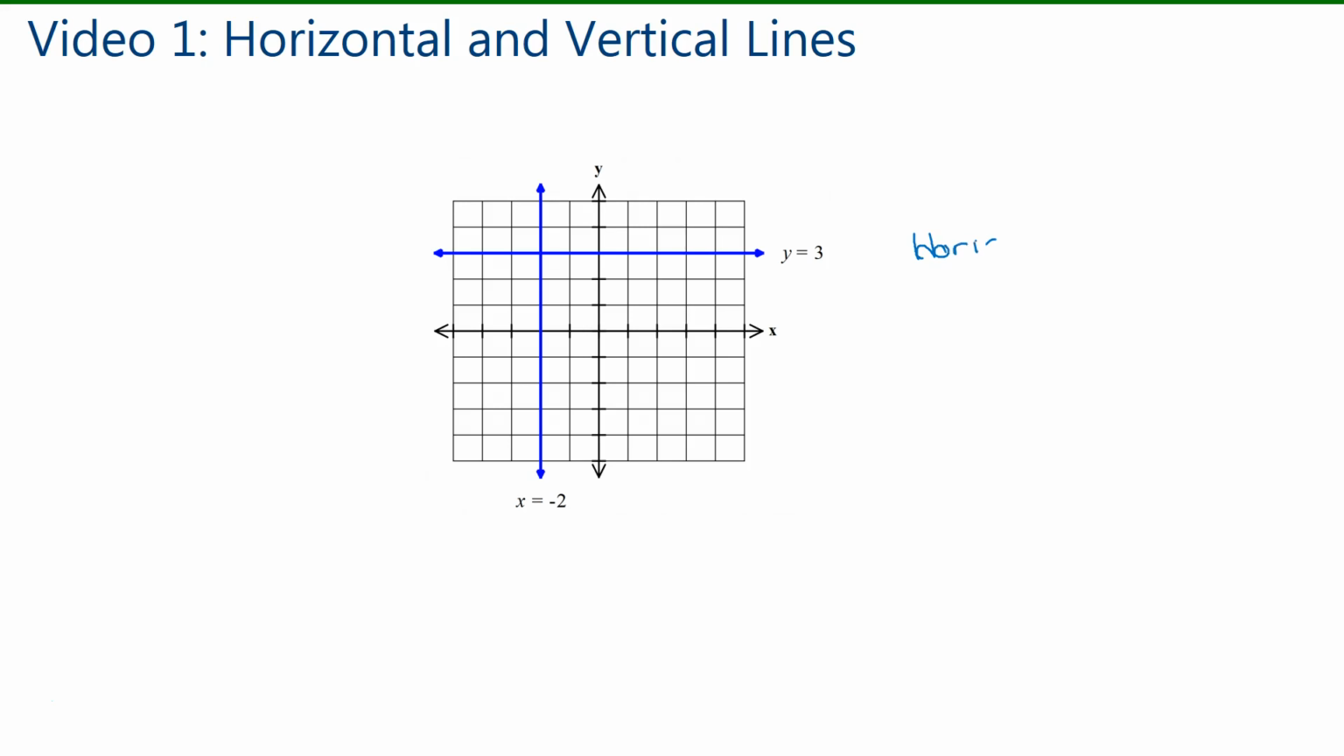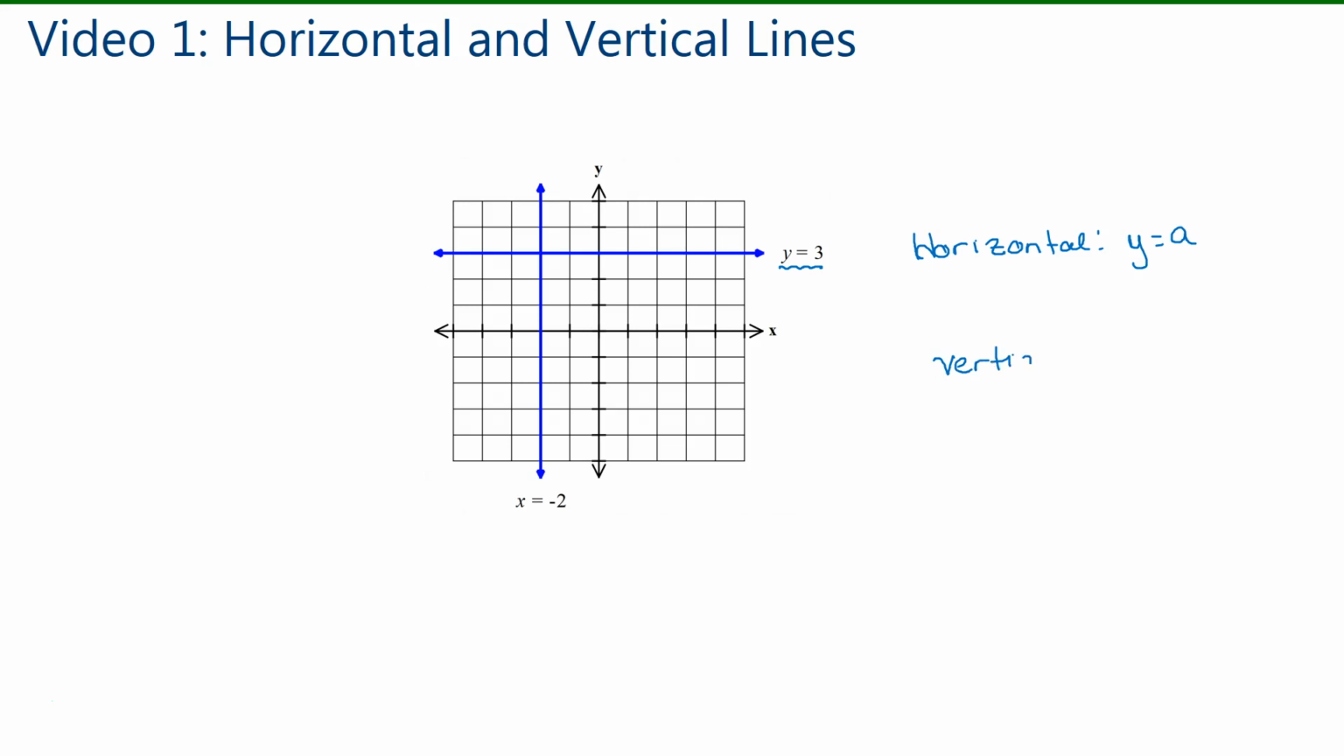Now a horizontal line is always going to have an equation of the form y = a, where a is some number. So on this graph here, we've got a horizontal line having an equation of y = 3, because it passes through the y-axis at 3.